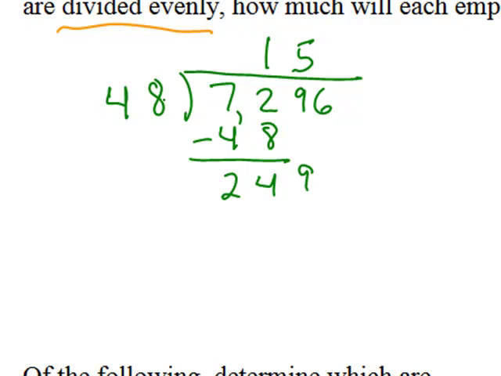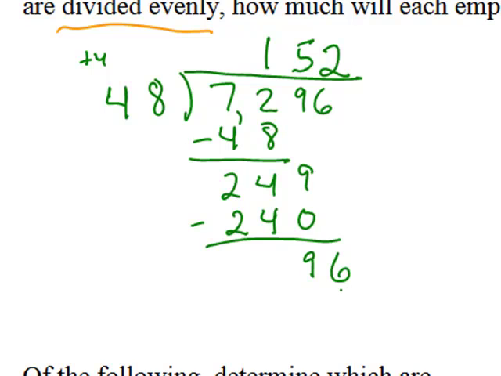5 times 8 is 40, so it's 0. Carry the 4, we have to remember that. 5 times 4 is 20, plus that 4 is 24, and yes, this was a good choice. Bring down the 6. 48 is close to 50, 96 is close to 100. I hope it goes in 2 times.